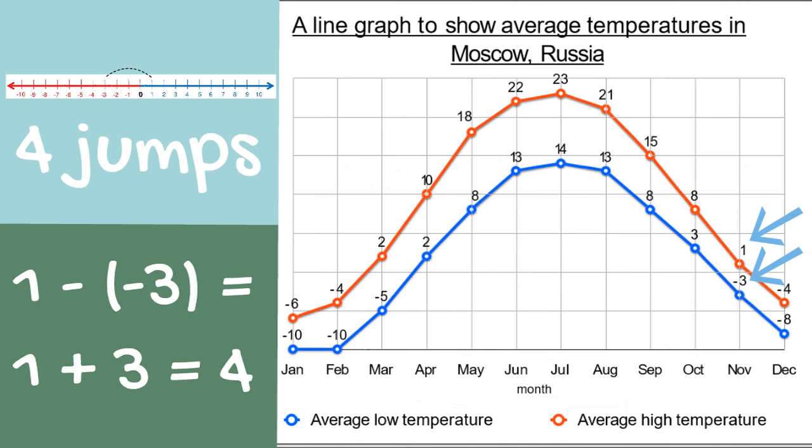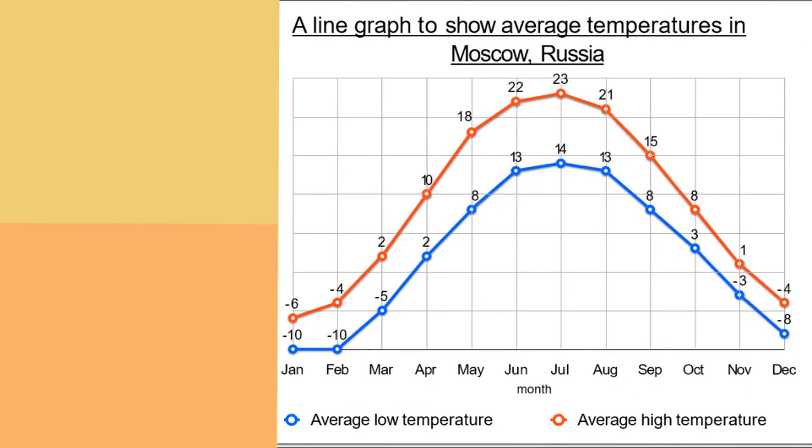Let's try another question. What is the difference between high temperature in October and high temperature in February? Pause the video and give it a try. Well, these were the two numbers that we were using for that sum. 8 is the high temperature in October, and -4 is the high temperature in February.